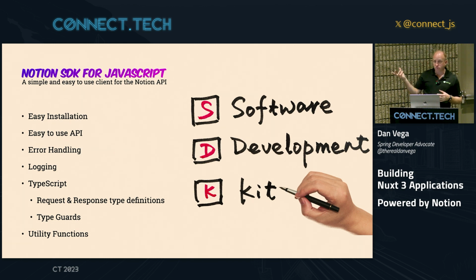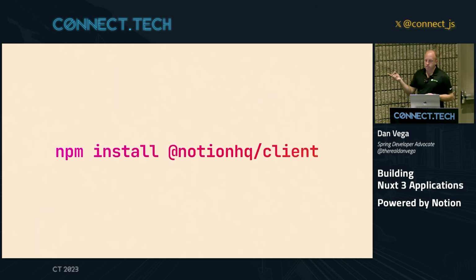There are also some type guards in there to say, hey, there's a bunch of unions in the type. So if this thing comes back as a union, I need it to narrow down to this specific type. And there are also some utility functions in there. So how do you get started with this? In that same Nuxt project that we are in, you could say npm install @notionhq/client.